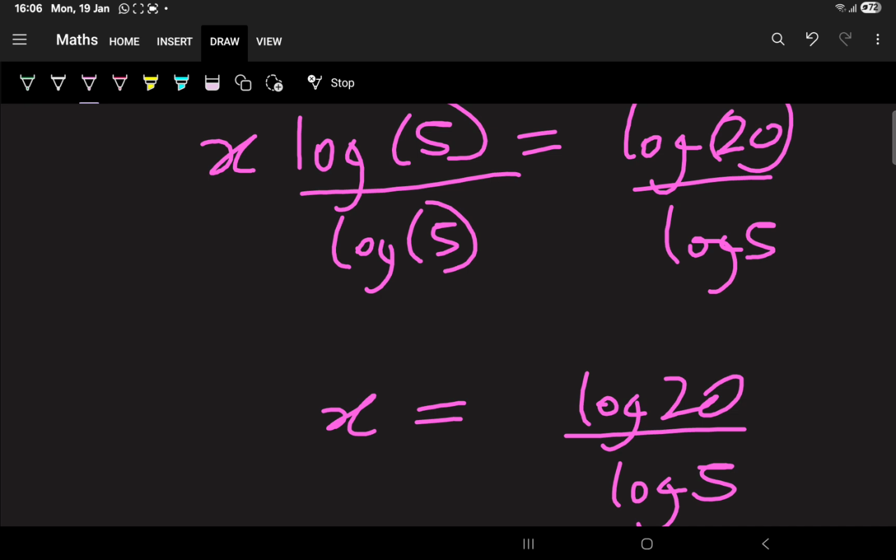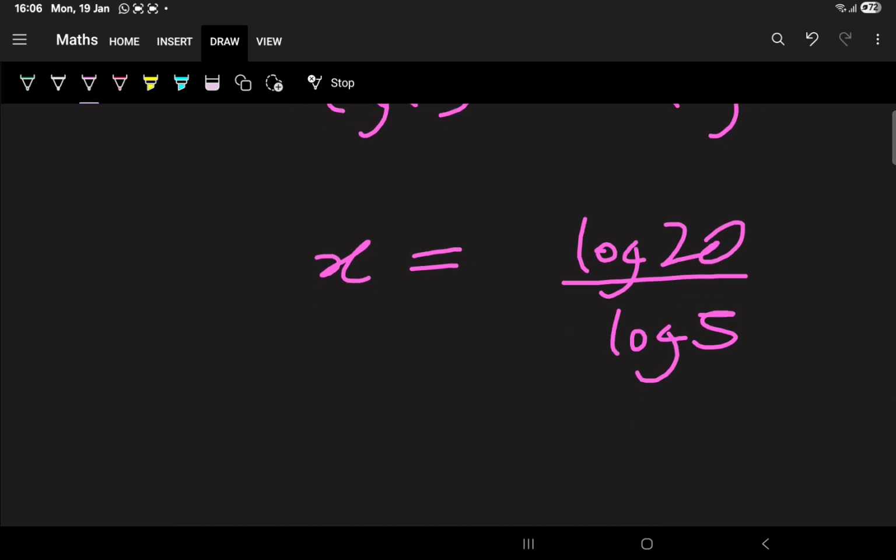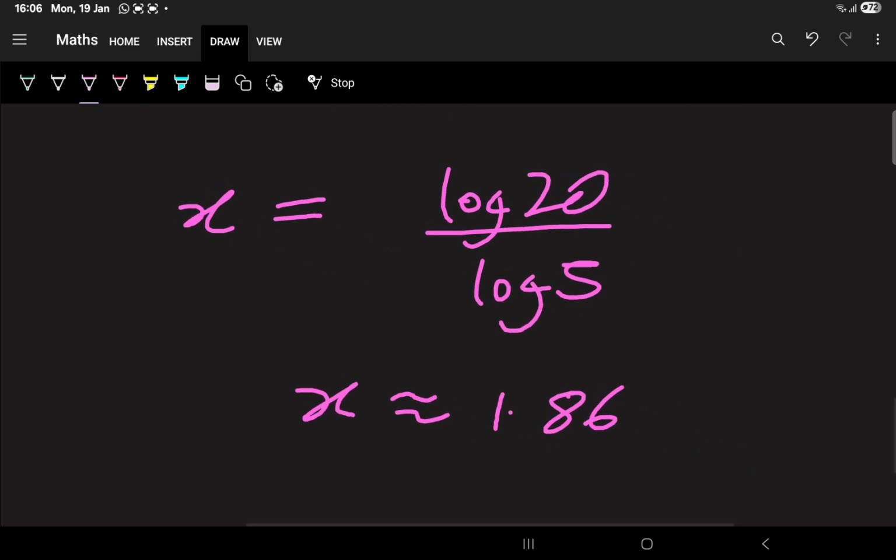Now, punching this into my calculator, I have x approximately equal to 1.86. This is in 2 decimal places.